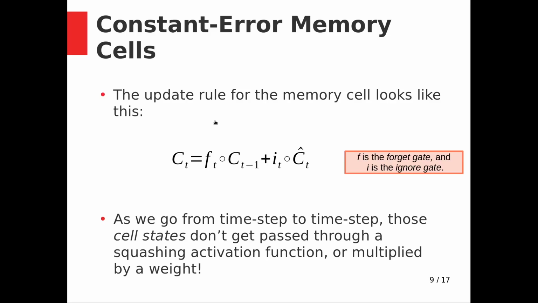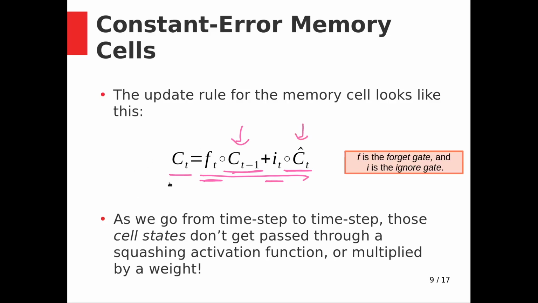We also use these constant error carousels / memory cells, okay? And the update rule for the memory cells is f, which is a forget gate, times the previous time step's cell value, plus i, which is the ignore gate, times a candidate next cell that we compute. So C of t minus 1 is the previous cell state. C hat of t is a candidate next cell state.